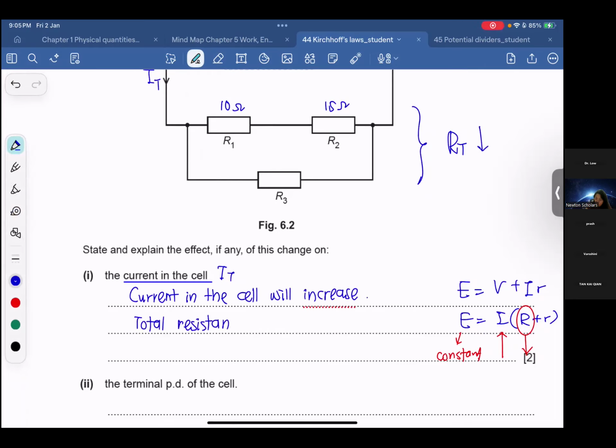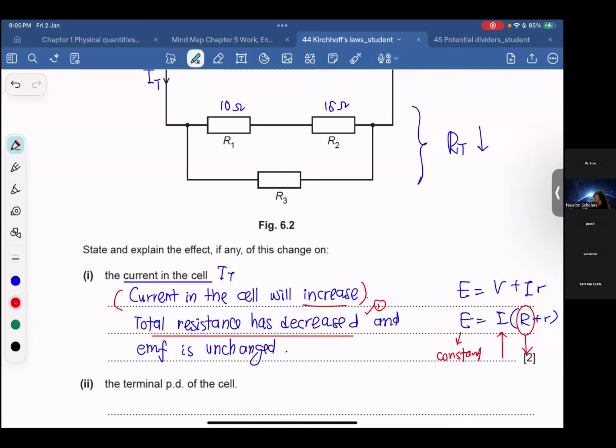resistance has decreased and EMF is unchanged. But here, only 2 marks, so 1 mark is allocated to the total resistance decreasing, and another 1 mark is for the current increasing. If let's say there are 3 marks here, then you have to mention what happened to your EMF. So this is the answer.